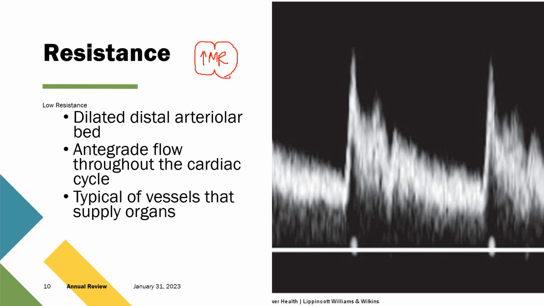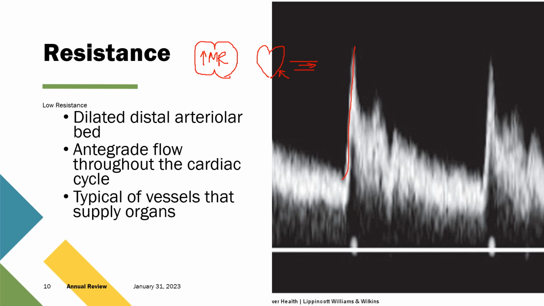When we look at what a waveform in a low resistance vessel should look like, we will see that we have a strong systolic upstroke, meaning that when my heart's ventricle squeezes, it immediately pushes blood forward. You can see it going very quickly from a low velocity here to a very fast maximum velocity.